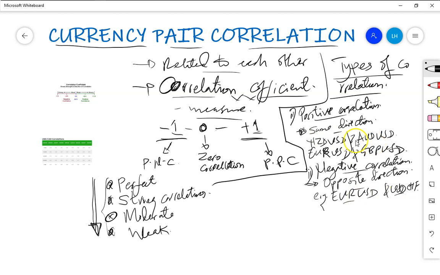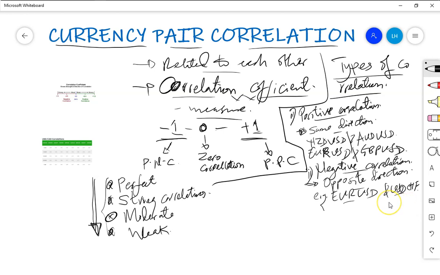So we have seen positive correlation. Among the examples of currency pairs that show positive correlation, we didn't have any that show a perfect positive correlation. We had a strong positive correlation, but on negative correlation, we have a perfect negative correlation between EURUSD and USDCHF. It means they show a correlation coefficient of -1.